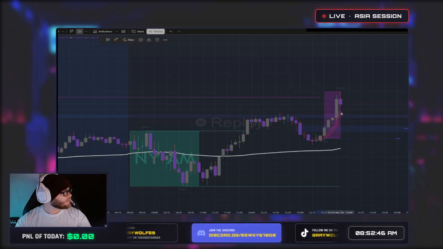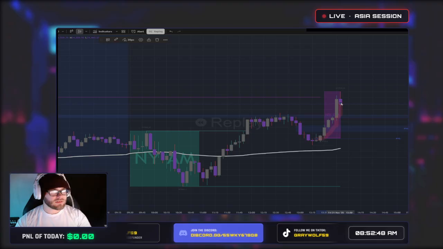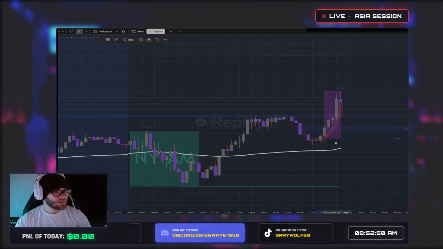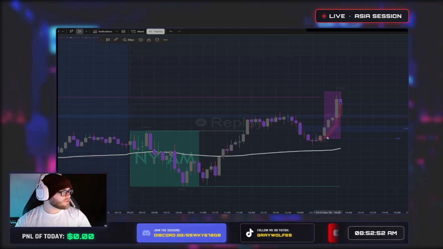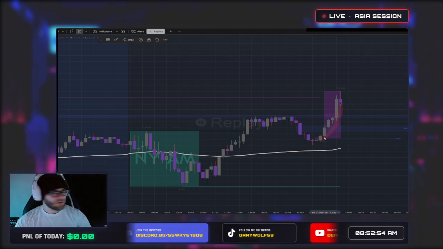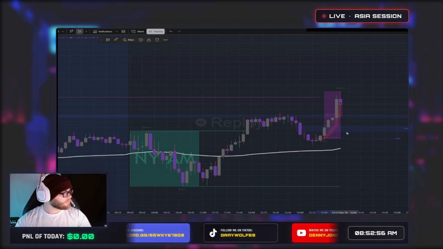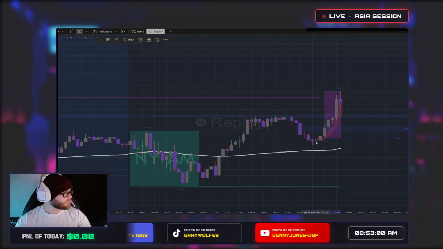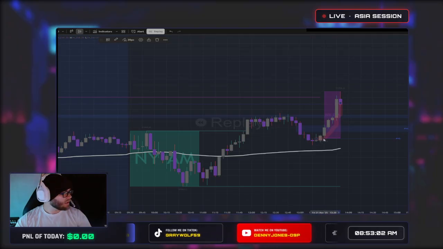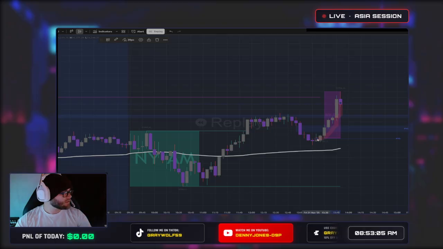As you can see, very, very fast. And then, like I said, you got the IFVG. You got the sweep of this level. Then you got the displacement, which is right here. An IFVG with the retest in this 5-minute zone. And then it continued up.